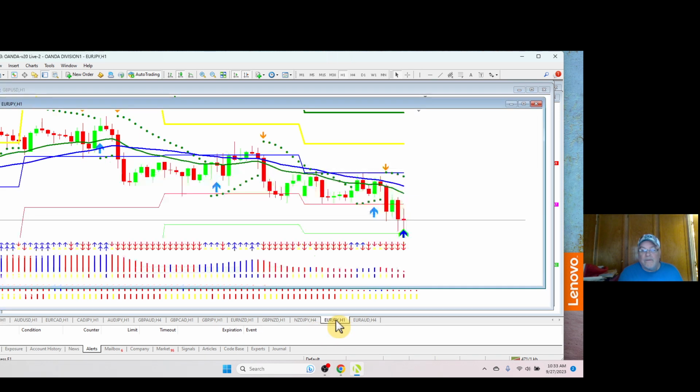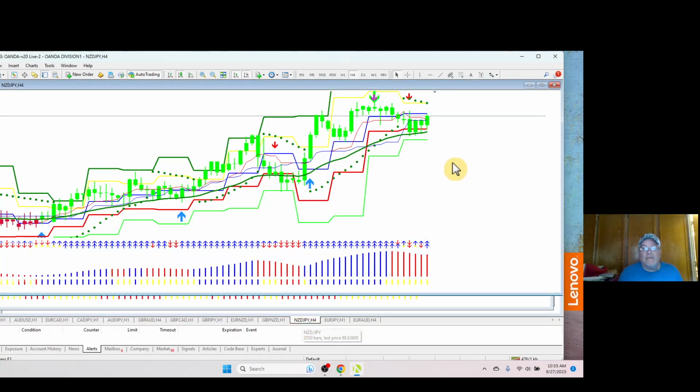So that was it. Euro yen 1 hour. Wow, that was fast. Again, it's making a 1 hour buy signal. 27 minutes left, nothing to do there. New Zealand yen 4 hours in a sell. That was your opportunity to get in there.